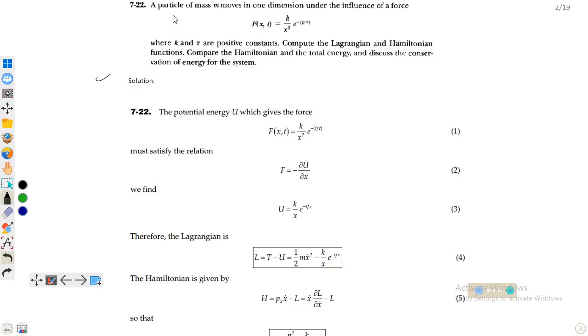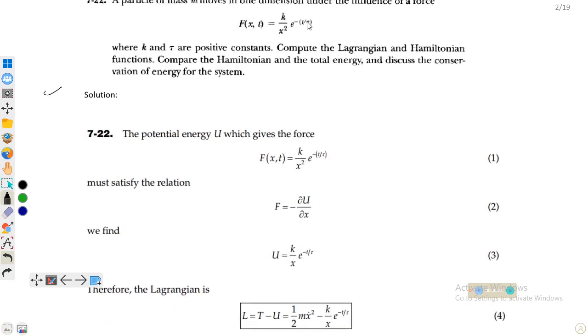In this lecture we will discuss the solution for problem number 7.22, which is from the Marion book. The statement of the problem is like this: a particle of mass m moves in one dimension under the influence of a force given by f of x of t equals k x squared exponential minus t over tau, where k and tau are positive constants. Compute the Lagrangian and Hamiltonian functions.